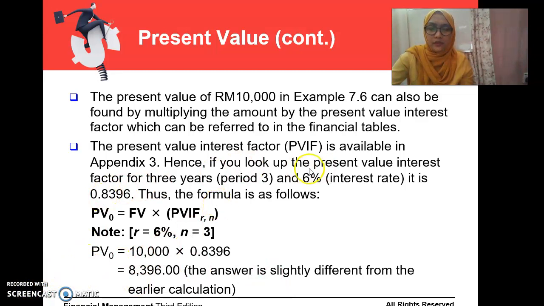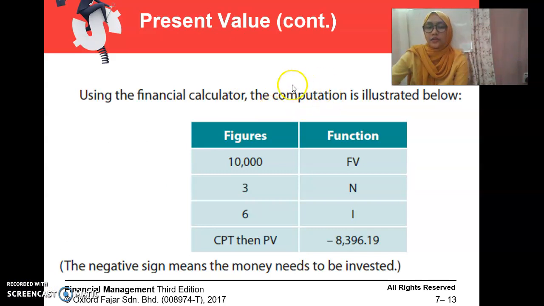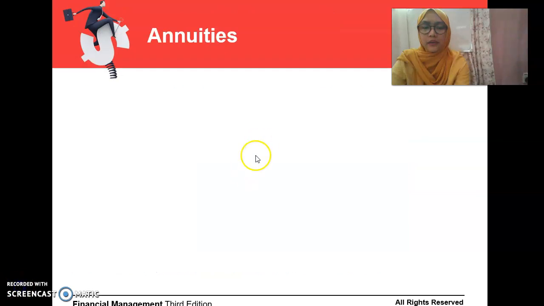Okay, thus, if you look up the present value interest factor for 3 years, period 3 and 6% interest rate, it is 0.8396. However, you can see that the answer is slightly different from the earlier calculation, because it is using the table. So basically, if you are using the financial calculator, the computation is illustrated as below. Negative sign means the money needs to be invested.